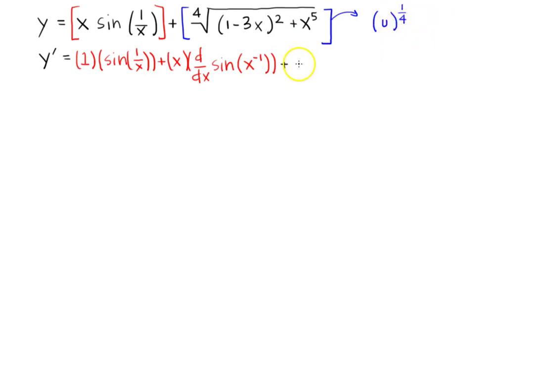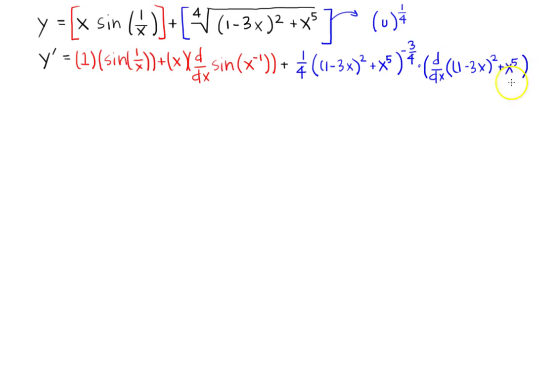So let's think about this. Let me write it down. That means this is going to be equal to 1/4 times, this is chain rule, 1 minus 3x all squared plus x to the 5, to the power of negative 3/4, because I'm doing the power rule here on that larger part. And then I've got to multiply it by the derivative of u, the derivative of all of this. That means d/dx of (1 minus 3x) squared plus x to the 5. I should put brackets around that. I haven't done it yet, but I've got to do the derivative of that thing there. That looks a little weird. Let me erase that. There, better.